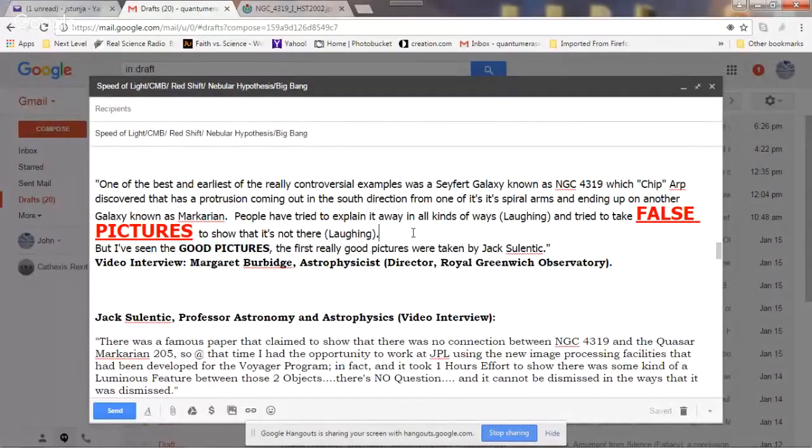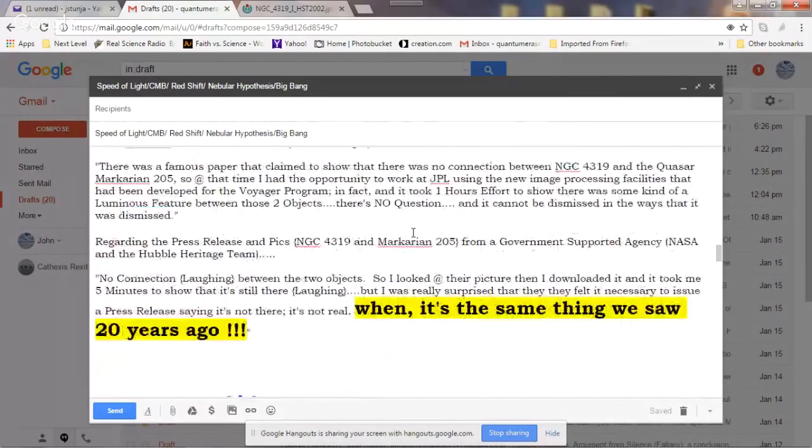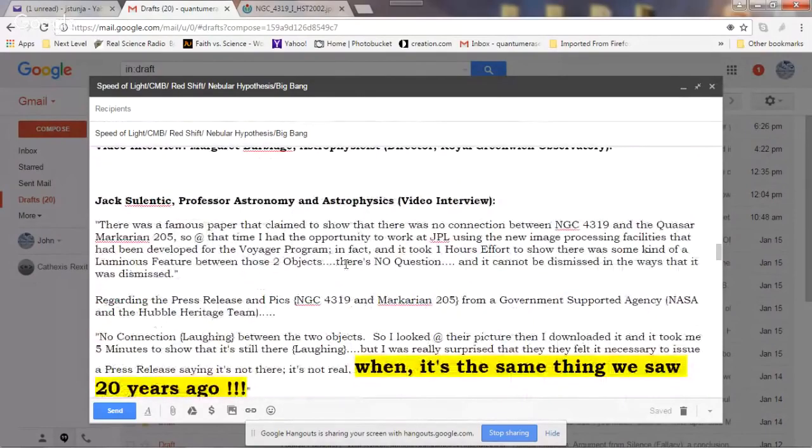The first really good pictures were taken by Jack Salentic. Let's see what Jack Salentic has to say. There was a famous paper that claimed to show that there was no connection between NGC 4319 and the quasar Markarian 205. So at that time, I had the opportunity to work at JPL.